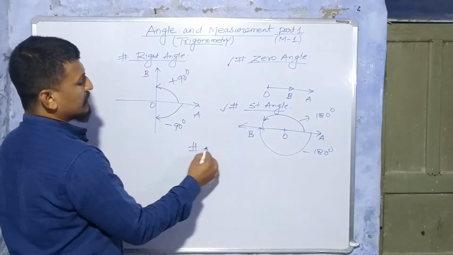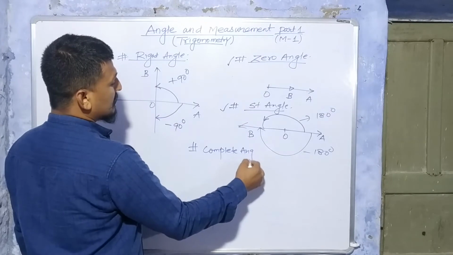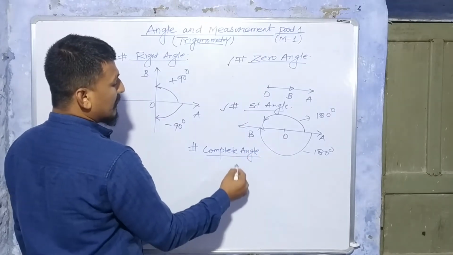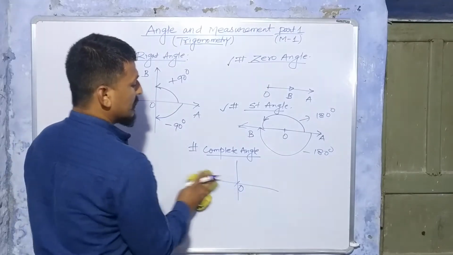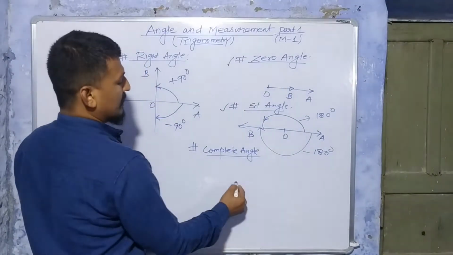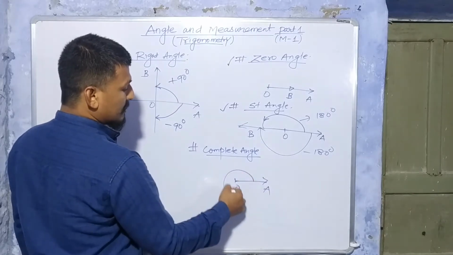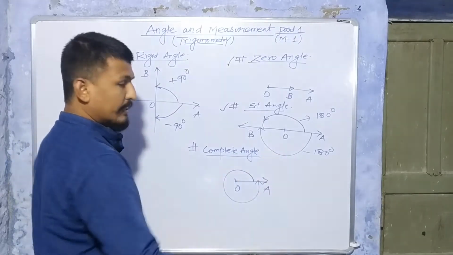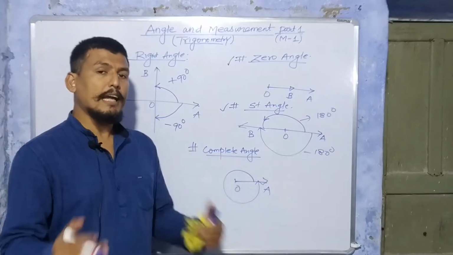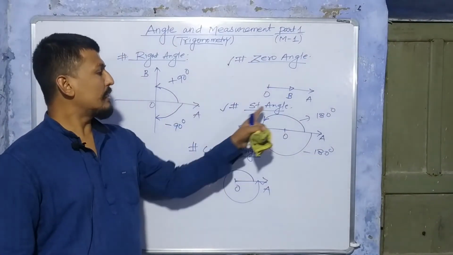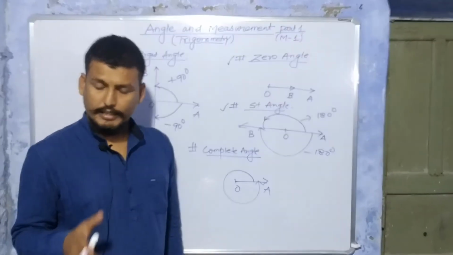And what about complete rotation? Let's see. This is called complete angle. Suppose this one is O, this is A, and this one is the complete rotation. This is 360 degree, called complete angle. So zero angle, straight angle, right angle, and complete angle all are cleared, right?